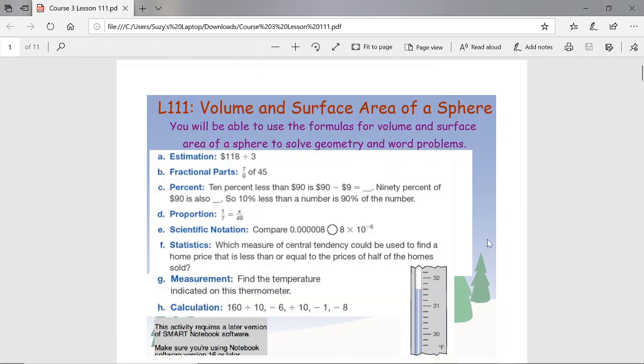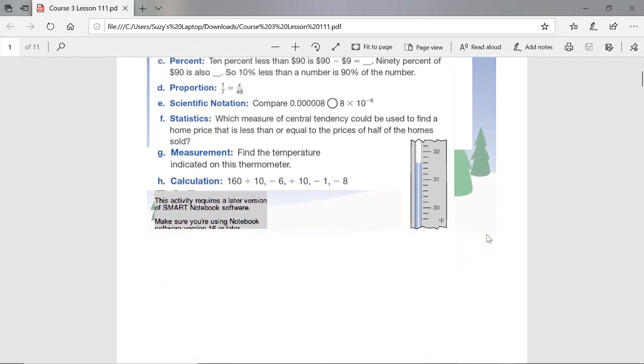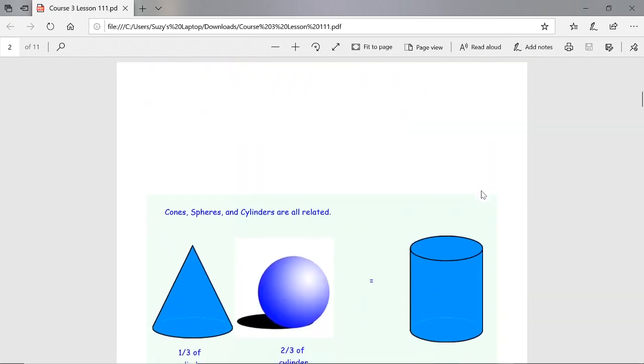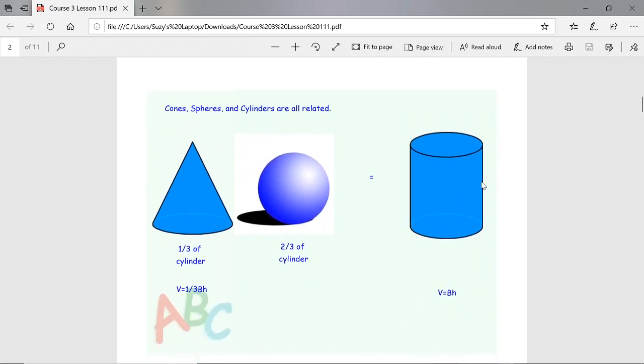Course 3, Lesson 111. We are looking at spheres today and looking at how we find the volume and surface area, especially because spheres actually come from the formula for a cylinder. Let's actually look at how these are related.